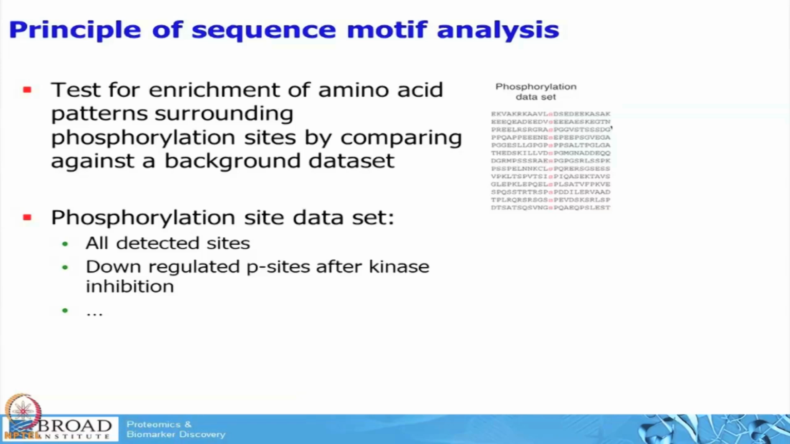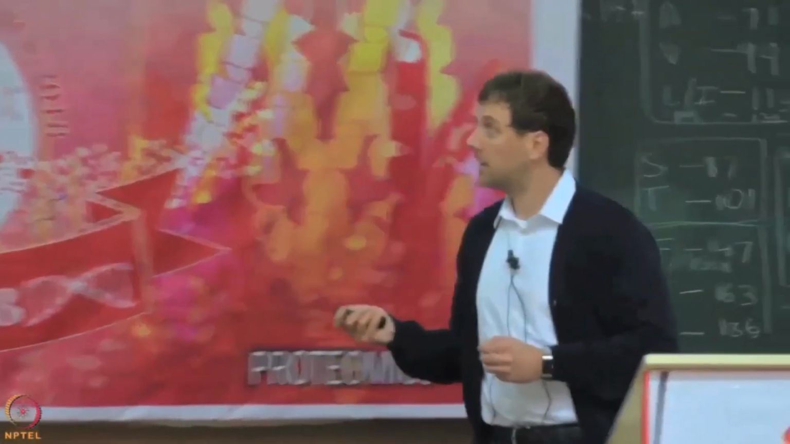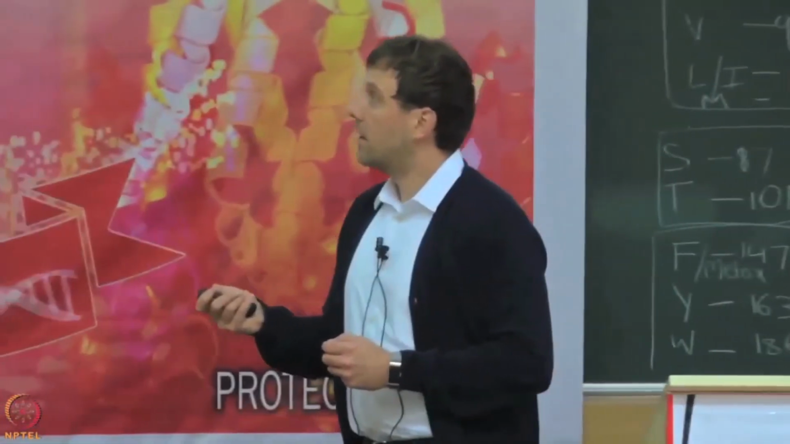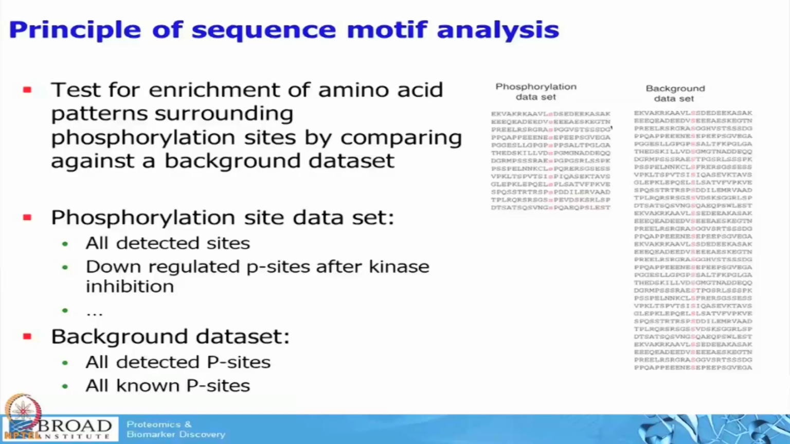You have, in this case, maybe 20 sites or so. These can be all detected sites in your experiment. Or let's say you specifically inhibited the kinase and now you're looking for all phosphorylation sites that are downregulated upon inhibition. This could tell you these are very likely substrates, either direct or indirect, of this particular kinase. And then you compare the frequencies that you obtained here against the background data set. This can, again, be all detected phosphosites in your data set, or you could use all known phosphorylation sites in the human proteome, for example.